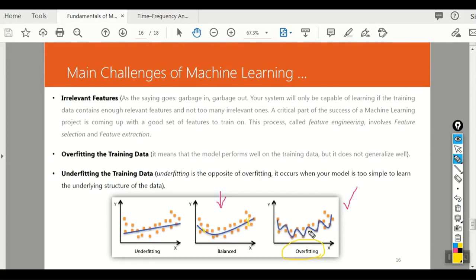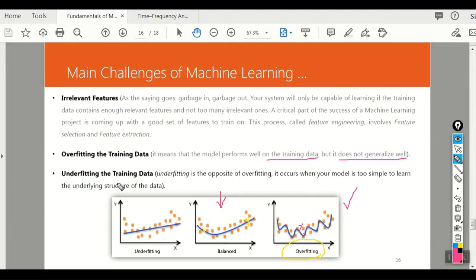The blue line is too accurate only for this data. Okay, if we have data, for example, here, the system is confused whether it is related to here, here, here, or where. Okay, then overfitting the training data means that the model performs well on the training data, but it doesn't generalize well. We have a low error on training data, but if we have test data, if we want to evaluate new data, the error is not low.